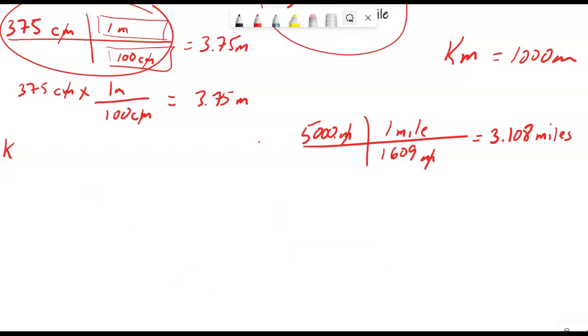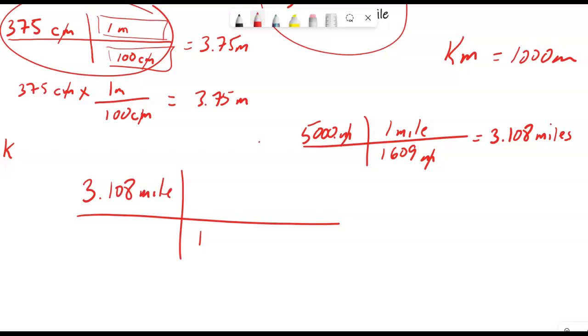I said I wanted to go to inches. So I'm going to show you something fun. I can keep carrying this calculation out. So 3.108 miles. Now let's keep going. I know that in every 1 mile, I have 5,280 feet. Okay. And if I stopped right there, I would be left with the number of feet in a 5K. Okay. Remember, we're interested in a 5K race.